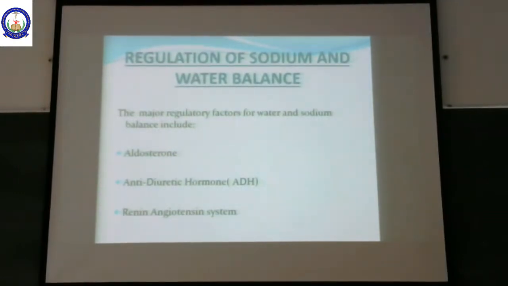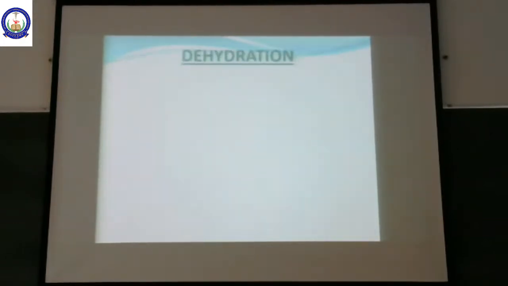Now, how are these maintained? The regulation of sodium and water balance is maintained by three important routes which you must have read in physiology. One is aldosterone, the other one is the antidiuretic hormone, and the last one is the angiotensin system. Now coming to the abnormalities in water, water can either decrease or increase. Whenever it is decreased in the body, it is called dehydration. Whenever it is more, we call it overhydration.